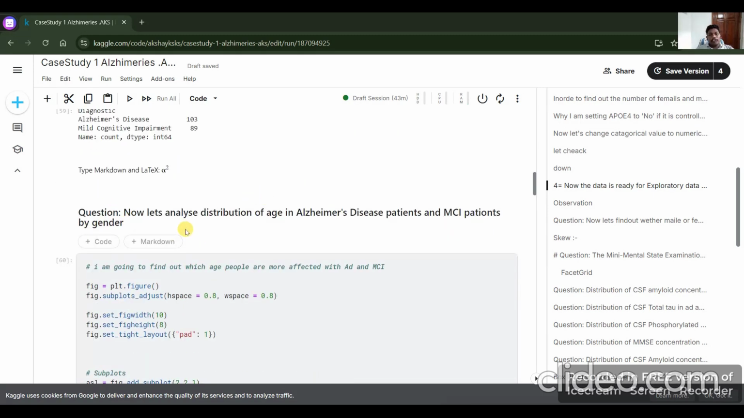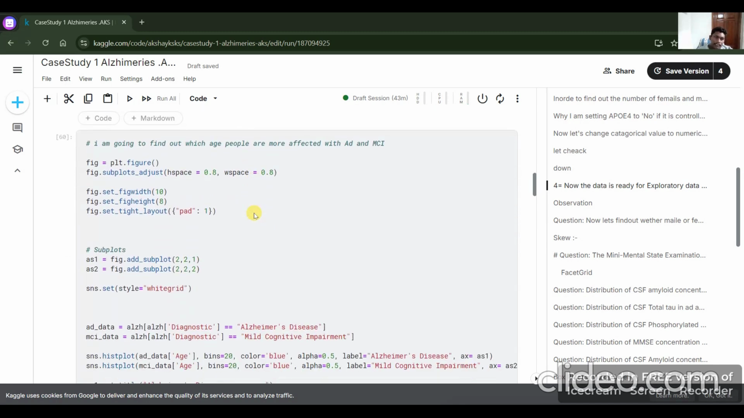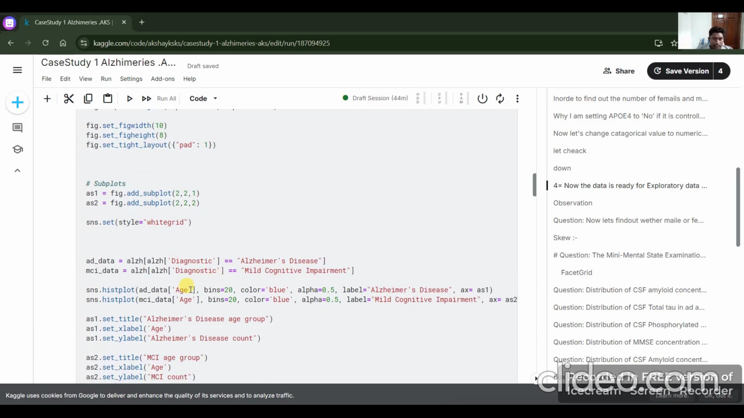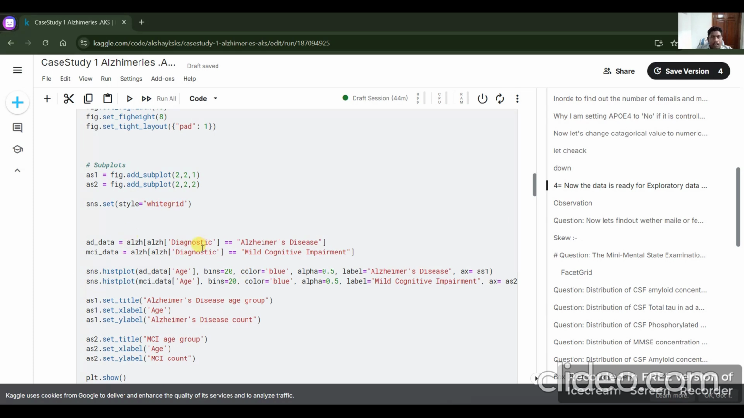Next question. Now let's look at Alzheimer's disease and MCI patients by gender. Here we set the figure size with subplots 2 by 1, S1 is 2 to 1, S2 is 2 to 2, with a white grid background, and diagnostics.